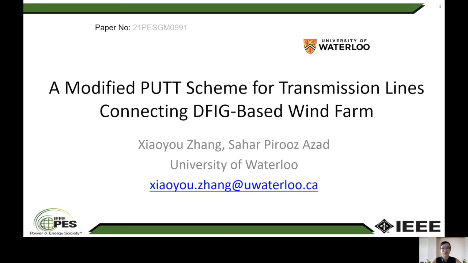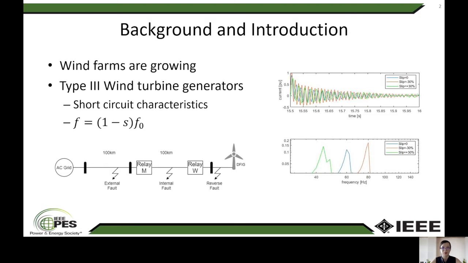Today I'm going to present research that is supervised by Dr. Sahar Azad. We proposed a modified PUTT scheme for transmission lines connecting DFIG-based wind farms. As we all know, wind farms have been growing fast in the past few decades. Type 3 wind turbine generators are one of the most popular choices, and they are based on the DFIG.